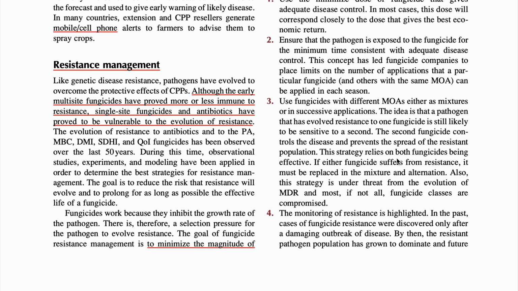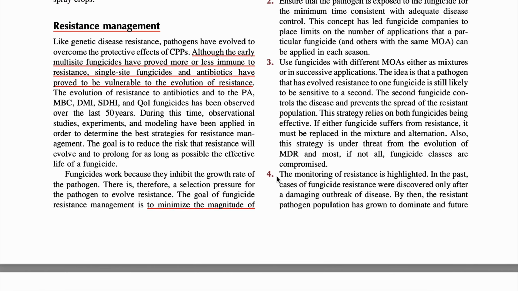The strategy relies on both fungicides being effective. If either fungicide suffers from resistance, it must be replaced in the mixture and alternation. Also, the strategy is under threat from the evolution of MDR, and most, if not all, fungicide classes are compromised. Number 4, the monitoring of resistance is highlighted.